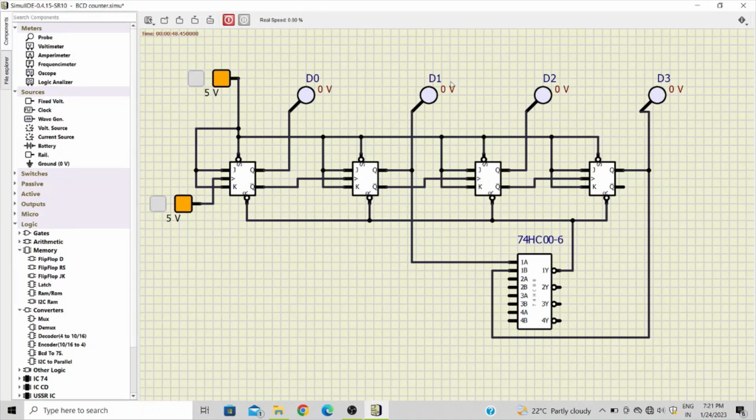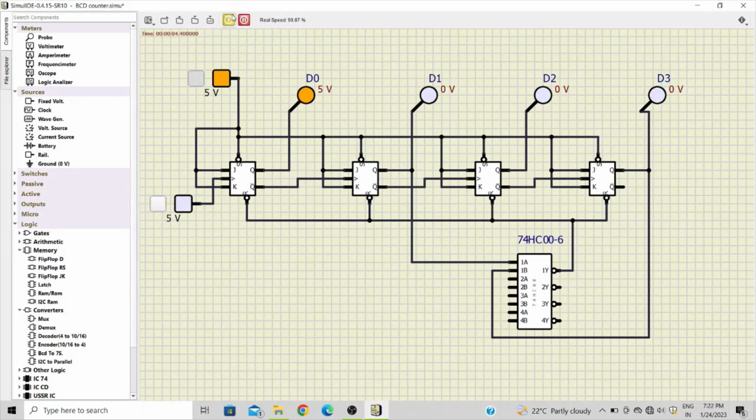stage, 1010. But remember, because of this, the NAND gates which we have connected at the outputs of D3 and D1 flip-flops will generate a 0 on its output, which we have used for resetting all these 4 flip-flops. So remember, 1001 is the last count, and if you apply one more clock pulse, the circuit will reset and it will start counting from 0000 again. Okay, so let's start with the simulation.